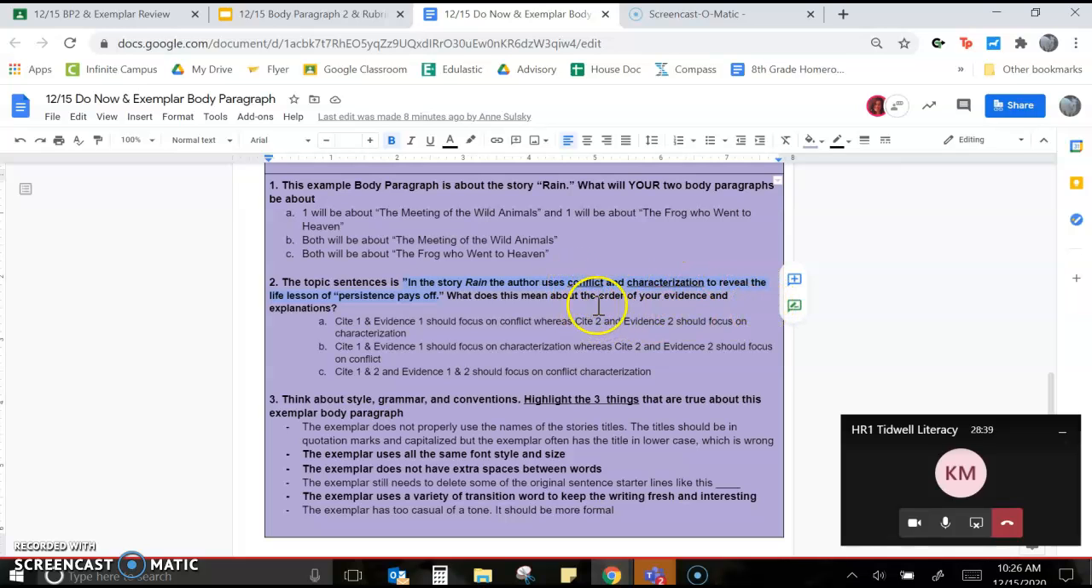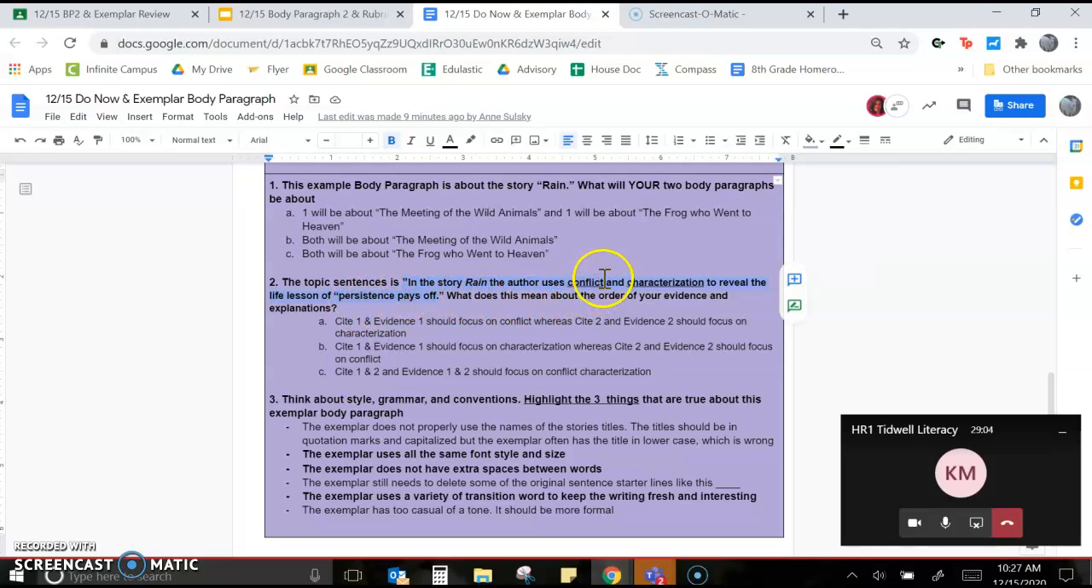And so we also know that because this is the example topic sentence, it literally tells us what is going to come after it. So we have conflict, that comes first, therefore it is your first citation and evidence. Characterization comes second, so we know that that's going to be the second citation and evidence. But I think that some of us are also forgetting that it's asking us how do these things reveal the life lesson of blank?